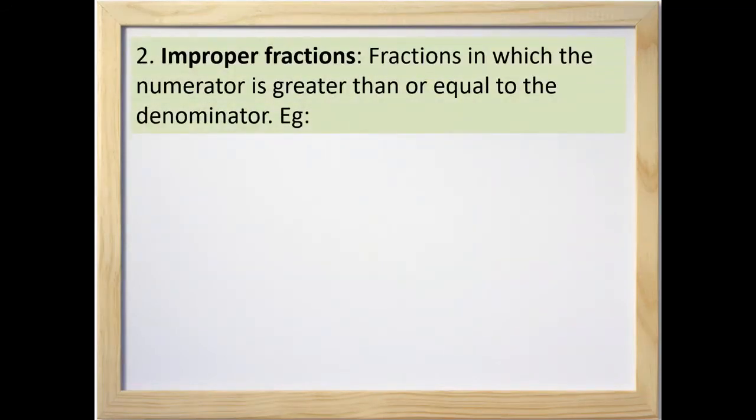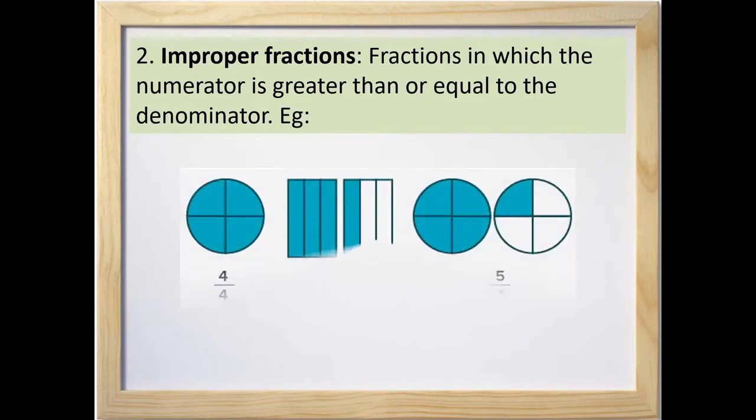The next type of fractions are improper fractions. What are improper fractions? Fractions in which the numerator is greater than or equal to the denominator are called improper fractions. For example, we have 4 by 4, 4 by 3, 5 by 4.